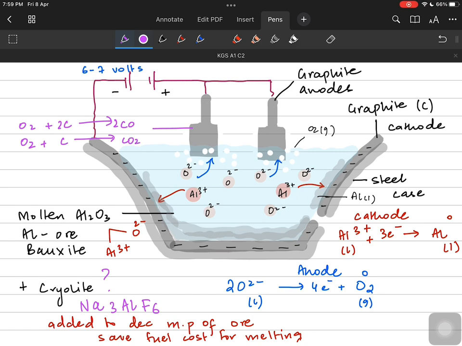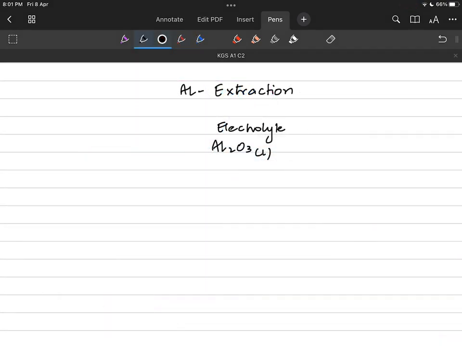And that is why the anodes gradually wear off, and you want to replace them. So on the anode you can have oxygen, carbon monoxide or carbon dioxide released.